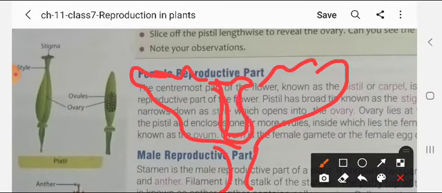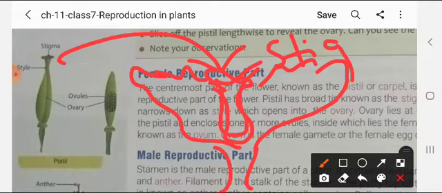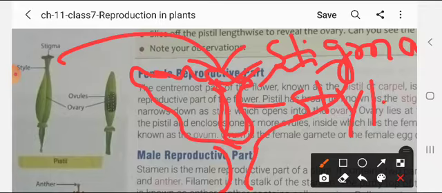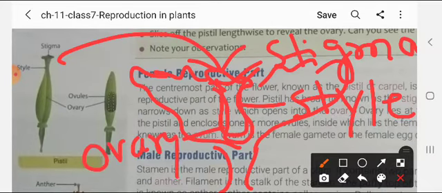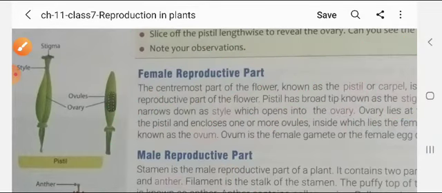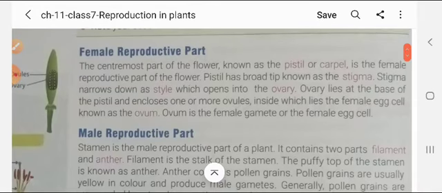So at the center, the female reproductive part is present, that is the stigma, style, and ovary. And inside the ovary, the ovule is present. Okay, students. So the centermost part of the flower, known as the pistil, or you can say carpel, is the female reproductive part of the flower.